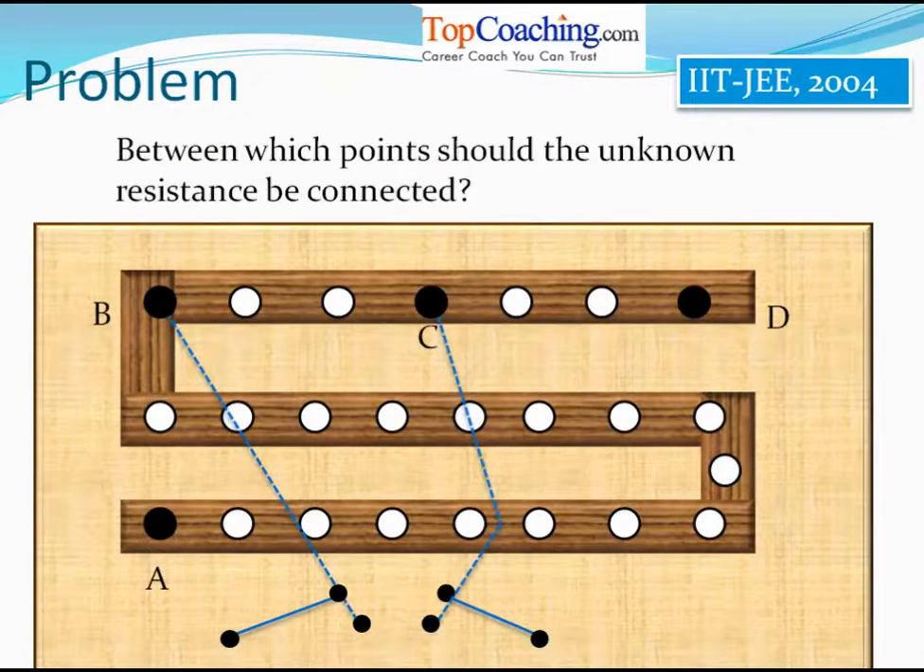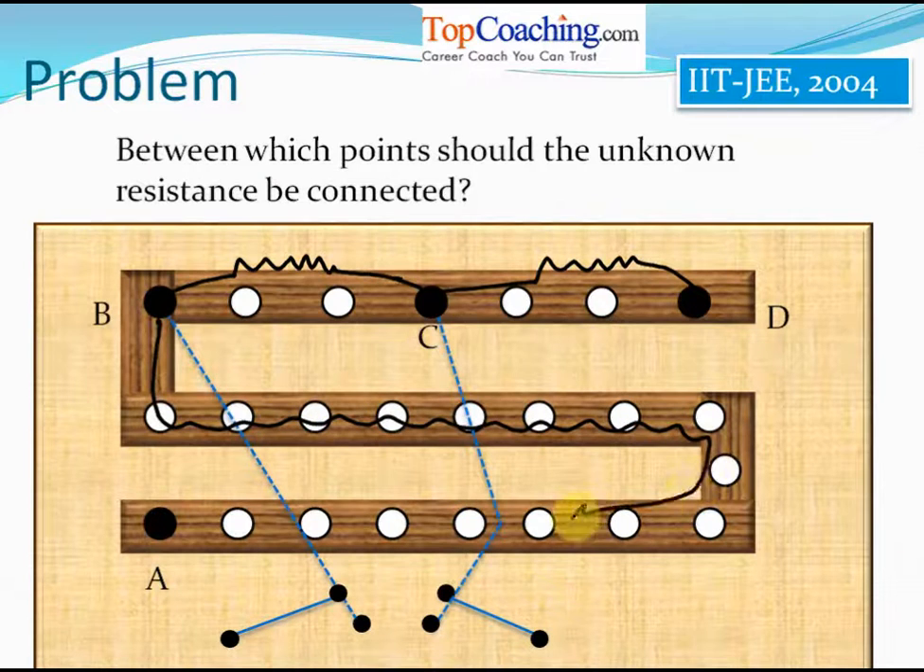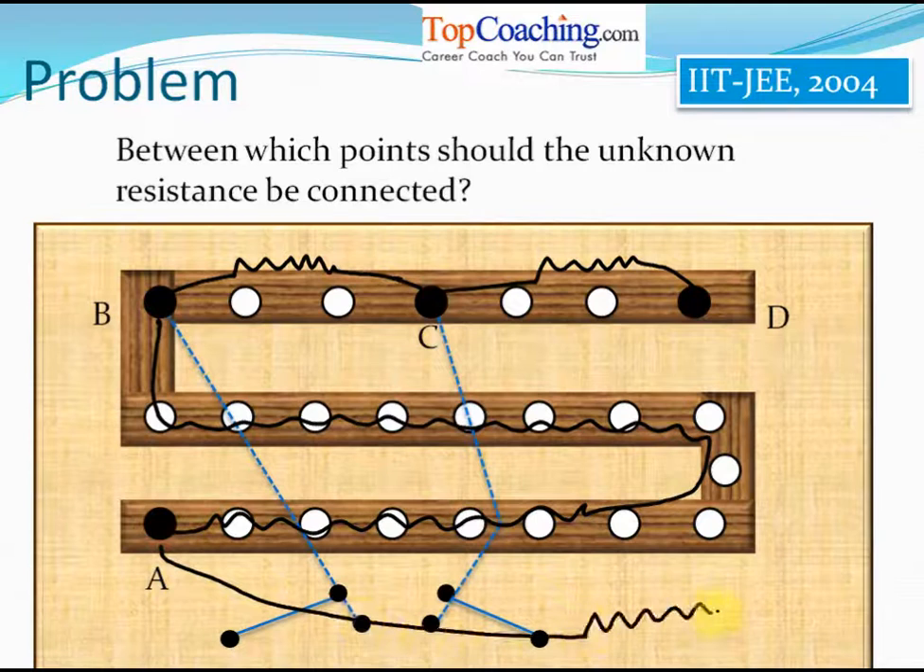This problem was asked in IIT JEE 2004. Between which points should the unknown resistance be connected? Well, as you can see, this figure represents a modified version of the post office box. Now clearly, this is where one of the known resistances will be connected. This is where another known resistance will be connected. This here is basically R, isn't it? And therefore, the unknown resistance S must be connected between A and D.